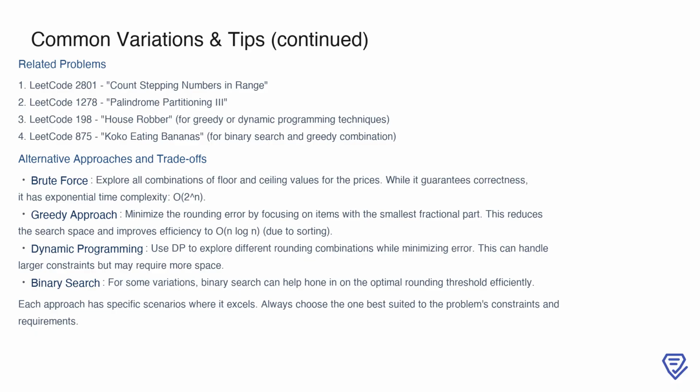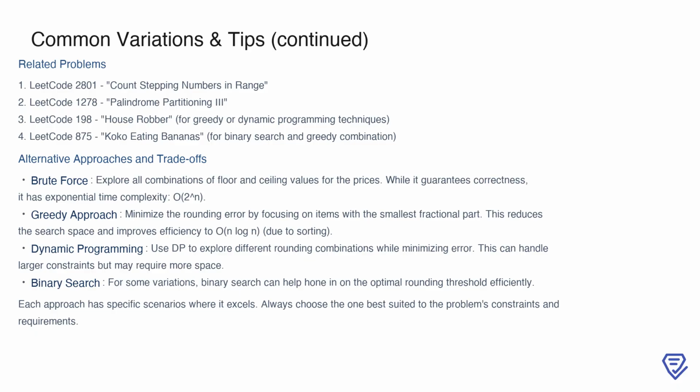Now, considering alternative approaches, brute force is the most straightforward, as it explores all combinations of floor and ceiling values. While this ensures correctness, the exponential time complexity, 2 to the power of n, makes it impractical for larger inputs. A greedy approach minimizes rounding error by focusing on numbers with the smallest fractional parts, achieving a more efficient n log n runtime due to sorting.